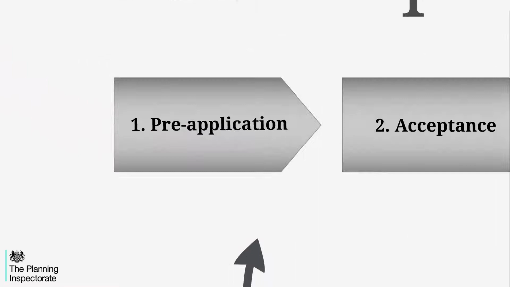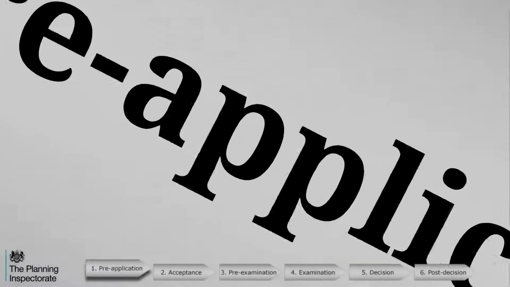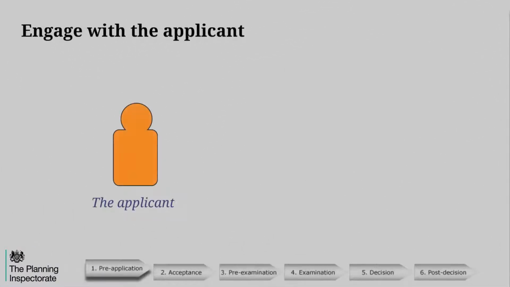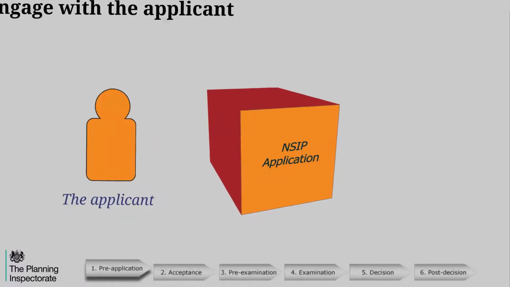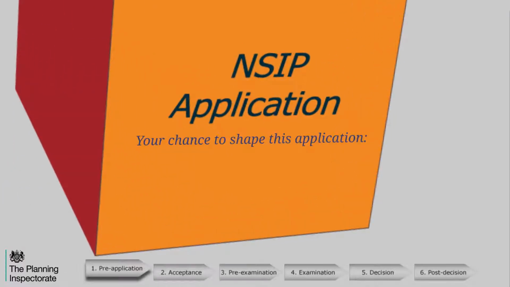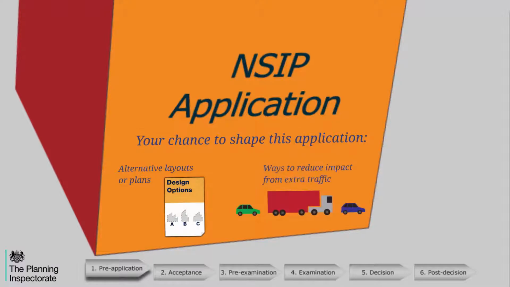The pre-application stage. It is important you engage with the applicant at this stage whilst the scheme is being shaped. Although you may object to the scheme in principle, this stage is your chance to shape it by suggesting, for example, alternative layouts or plans or ways of reducing the impact of extra traffic.